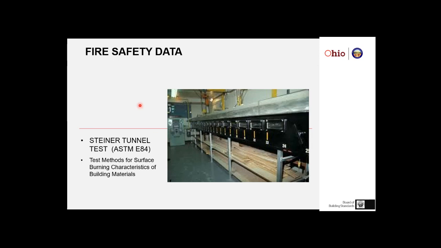Now here's another test that is prescribed in our building code. This is the Steiner tunnel test, in other words, known as ASTM E84. This is the test method for surface burning characteristics of building materials. This is the test apparatus that determines flame spread index and smoke developed index. You'll often see requirements. One example that pops to mind is in the mechanical code, where we have requirements spelled out for a certain flame spread and smoke developed index in order to be included in a plenum. So the material that's present in a plenum, whether it be pipes or conduits or cables, would have to meet a certain flame spread and smoke developed index. And those products are tested using this ASTM E84 method.